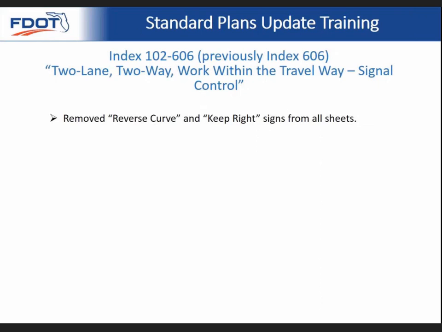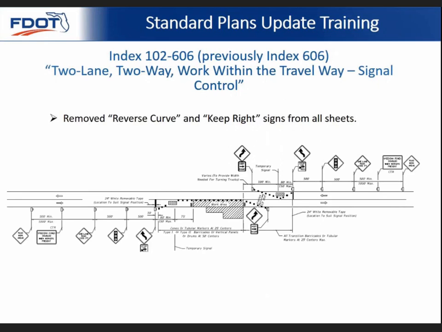The reverse curve and keep right signs have been removed from all sheets. These signs are not necessary according to the MUTCD, and we do not use similar signs in 102-603, which is the two-lane, two-way, work within the travelway flagger control.